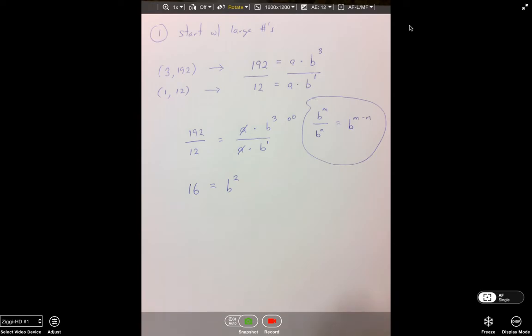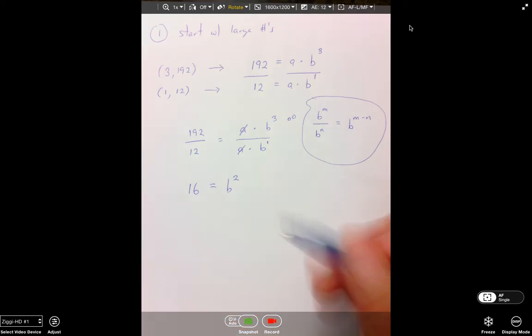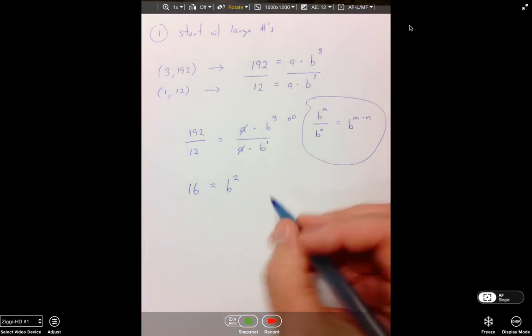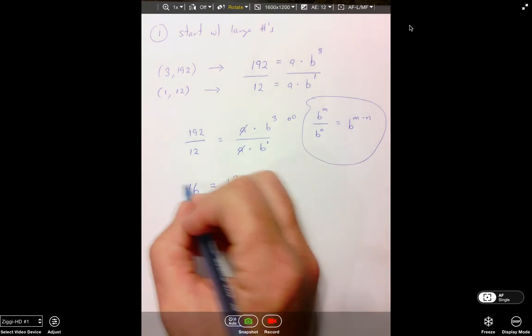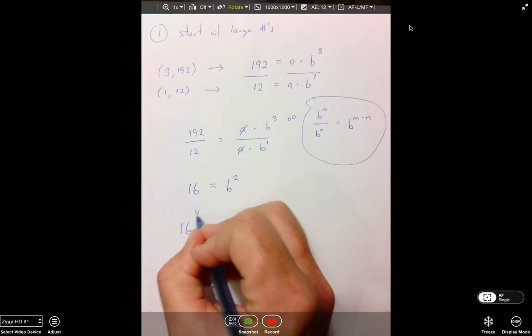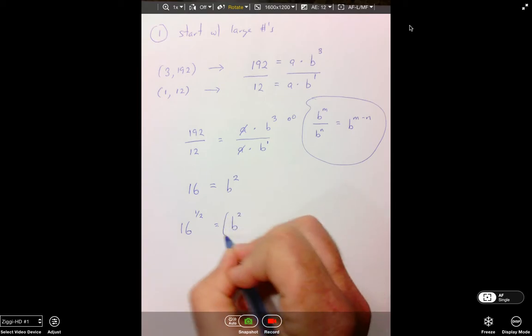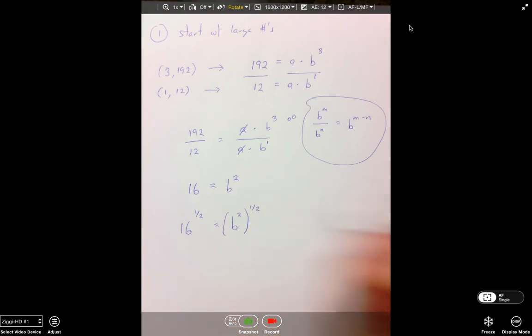Okay? Now, what I want to do next, I would take the square root of both sides, but I want to show you something that's more general than that. What I would like to do now is raise both sides to the 1/2 power. Now, granted, I could have taken the square root, but what happens in the next problem if you get something like b to the 5th over b squared? Now you're going to need something more general than just a square root.